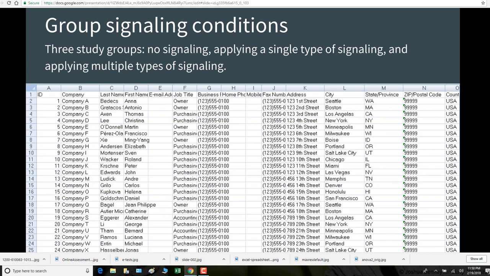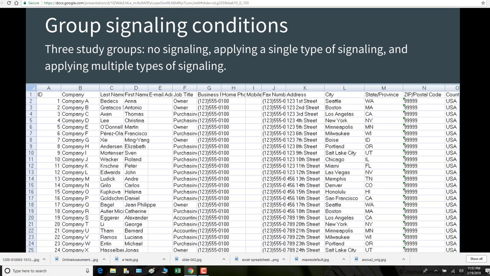Signaling directs the learner's attention to what is really important. It guides learners to or through key elements. The same basic material or content will be presented in all conditions. Only the type of signaling will vary among the groups. In this experimental study design, the participants are assigned to one of three groups: no signaling, applying a single type of signaling, or applying multiple types of signaling.